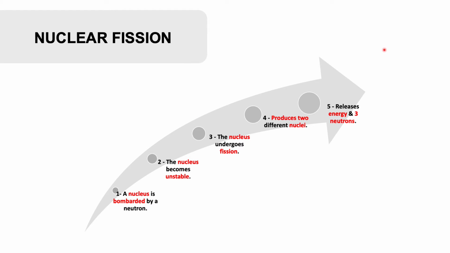To summarize, this is what happened in nuclear fission reaction. First, a nucleus is bombarded by a neutron. Number 2, the nucleus becomes unstable. Number 3, the nucleus undergoes fission. Number 4, it produces 2 different nuclei. And lastly, it will release energy and 3 neutrons.